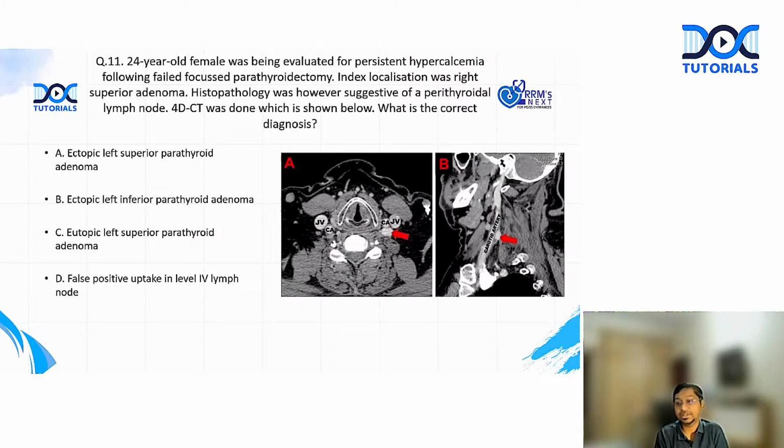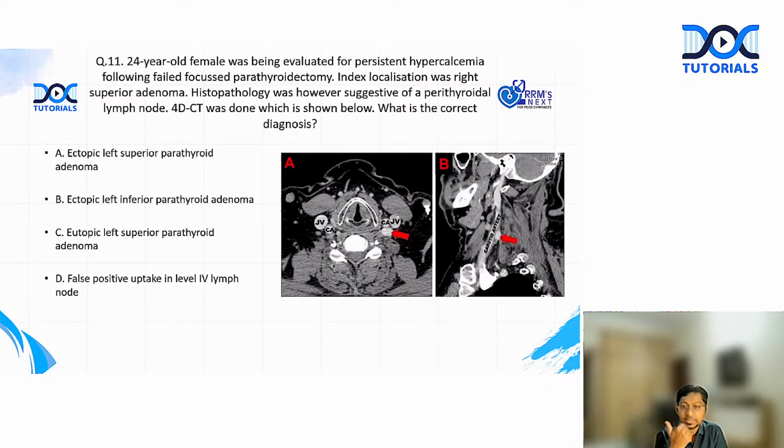So you can see this is a picture of a 4-dimensional CT here. There is a hyper attenuating lesion that is found, shown by the red arrow here. This is found posterior to the common carotid and the IJV. Within the carotid sheath, you can see that this lesion is within the carotid sheath. So the options that are given here: is it an ectopic left superior or an ectopic left inferior adenoma? Is it an eutopic left superior adenoma, or is it a false positive uptake in a level 4 lymph node?